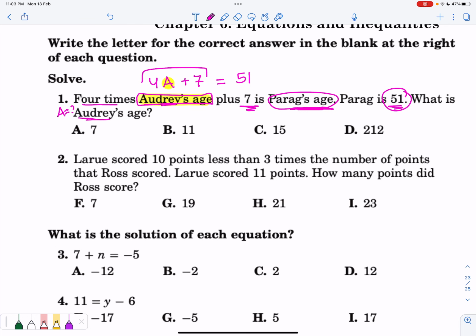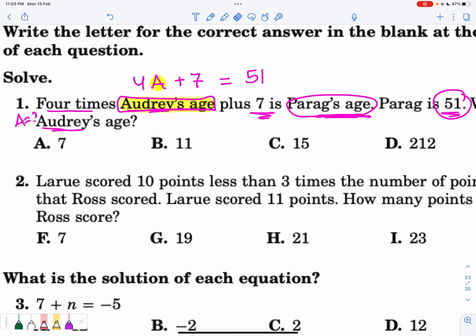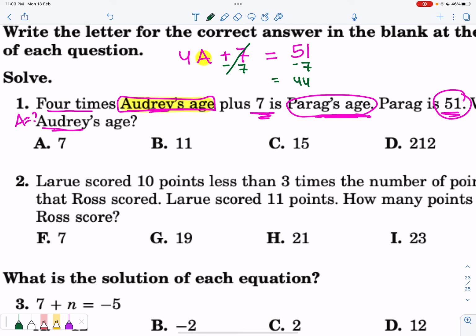So this is a two-step equation. First, we need to get rid of that 7 because it is added to that term. You see the 7? It is added to that term, so I need to get rid of it. 7 is added, so we should do the opposite of adding, which is subtracting. So I will minus 7 from both sides. Now I have 51 minus 7, that is equal to 44 after we subtract.